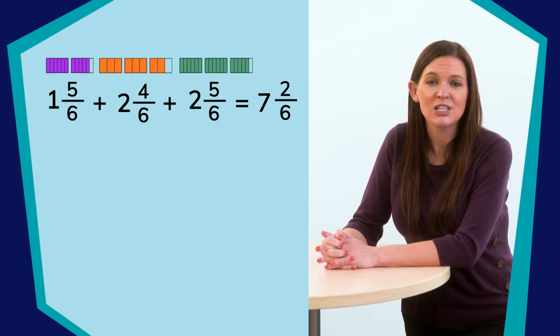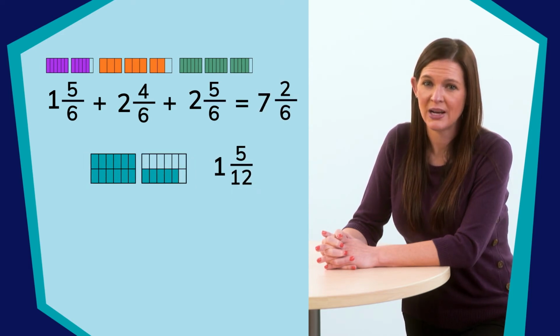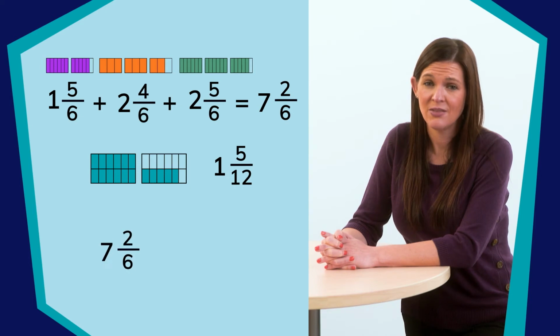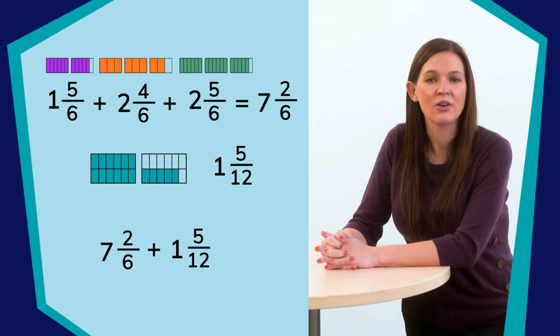Okay, the last one requires 1 5/12 bags of soil. Again, we have fractions whose denominators do not match. 7 2/6 plus 1 5/12. Let's draw another area model to help us find the equivalent fractions.